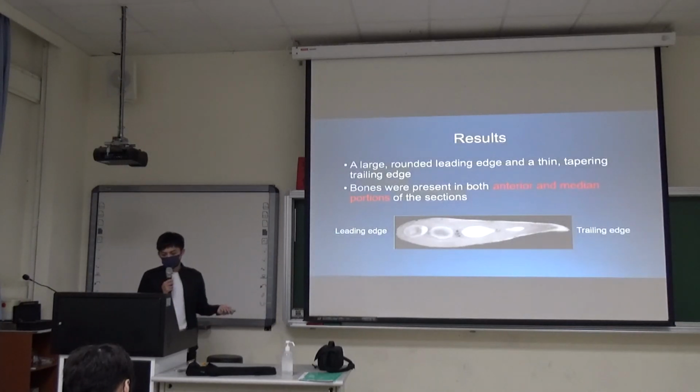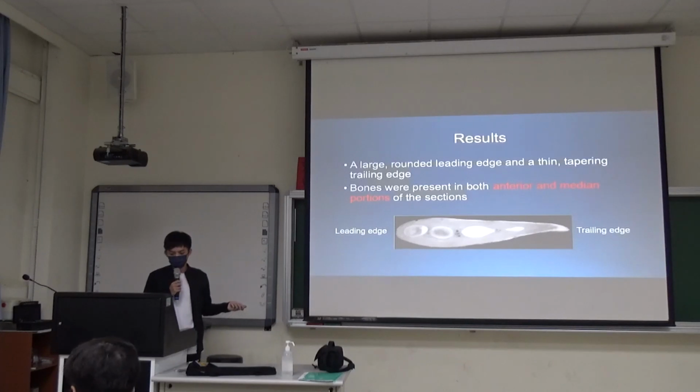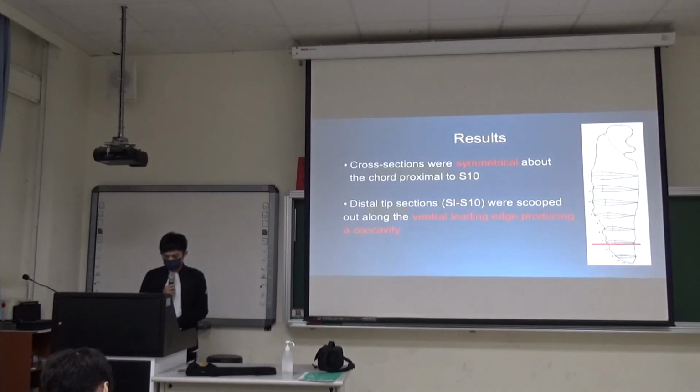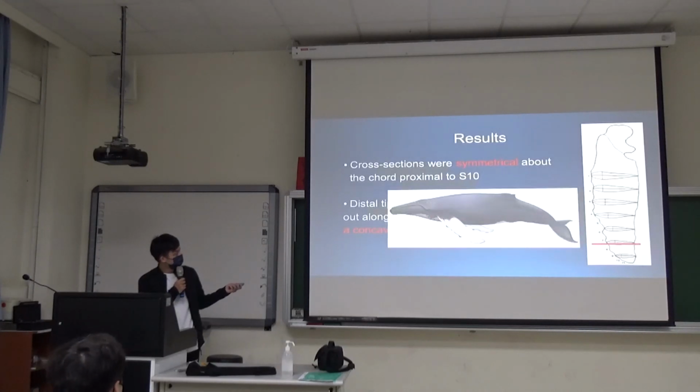The flipper has a large rounded leading edge and a thin tapering trailing edge. Bones were present in both the anterior and medial portions of the section. The cross section was symmetrical about the proximal core to section 10. And distal tip sections were scooped out along the ventral leading edge, producing a concavity. This.